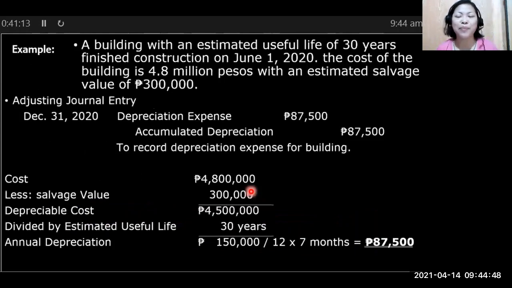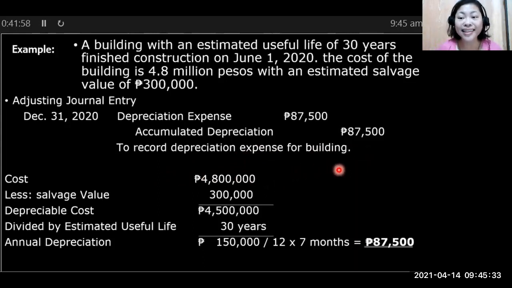Let's have an example. A building with an estimated useful life of 30 years finished construction on June 1, 2020. The cost of the building is 4.8 million pesos with an estimated salvage value of 300,000 pesos. The adjusting journal entry at the end of the accounting period, December 31, 2020, is to debit depreciation expense 87,500, then credit accumulated depreciation 87,500. This is to record depreciation expense for building.